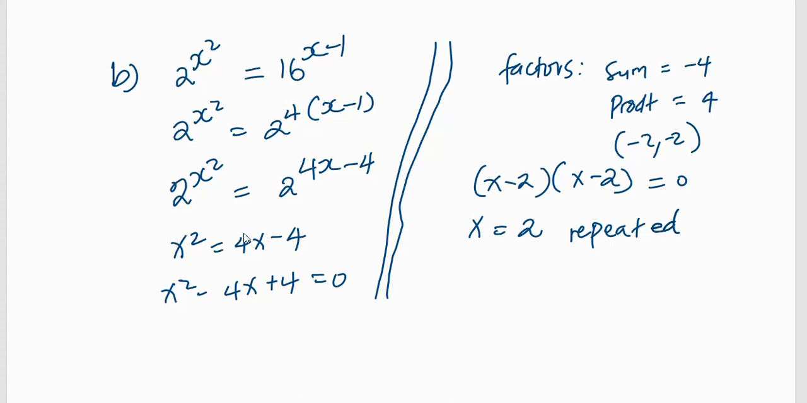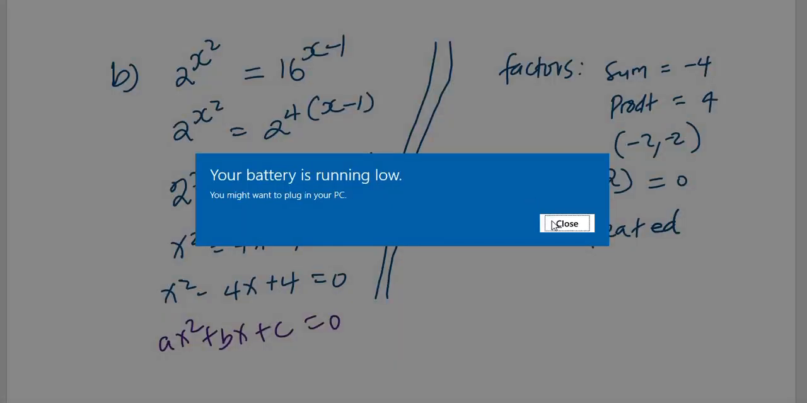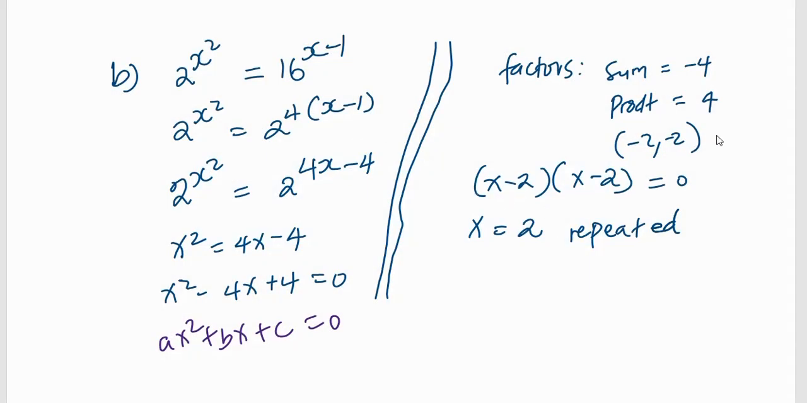So that I have x squared equal to 4x minus 4, and this becomes a quadratic equation in the form of ax squared plus bx plus c is equal to 0, whereby this equation has factors whose sum is equal to negative 4 and whose product is equal to 4. So if I put in the figures that I want, it means I have negative 2 and negative 2 as the factors. So if I use the factorization method, then I have the value of x equal to 2.